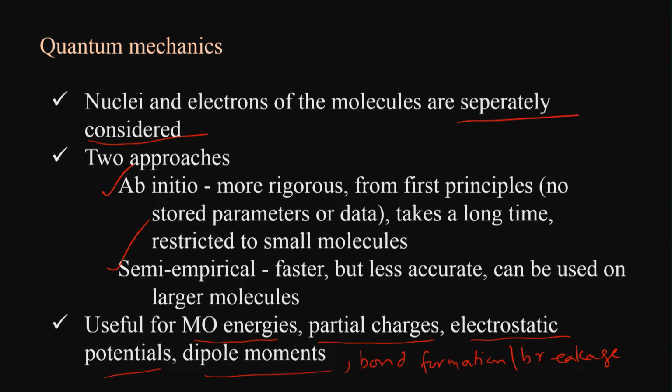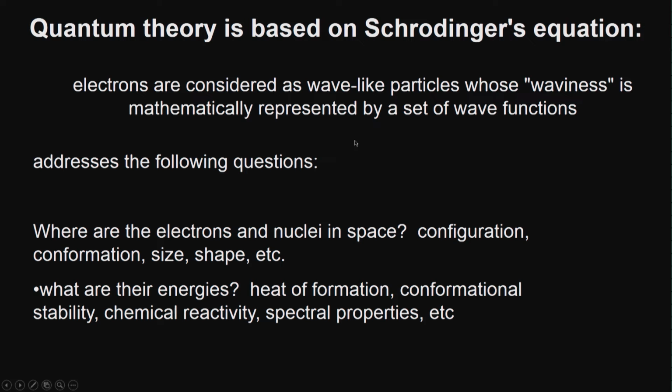So, all these can be done in quantum mechanics, and we will look at the semi-empirical, okay, which is faster but less accurate, ab initio, which is very rigorous based on first principles. Okay. So, they are all based on Schrodinger's equation. Electrons are considered as wave like particles whose waviness is mathematically represented by a set of wave functions. Okay. So, it addresses based on the Schrodinger's equation.